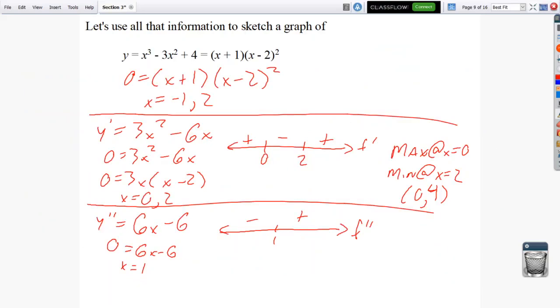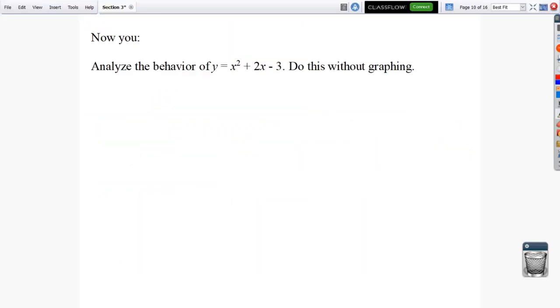I said page down. There we go. There's all the work laid out pretty well for us. Now try this one out. Pause it, and then I'll come in and I'll do the work. Before you pause it, you're just trying to determine where the function is increasing, decreasing, concave up, concave down, maximum, minimum, and maybe a point of inflection. But we haven't officially talked about point of inflection yet. So pause.